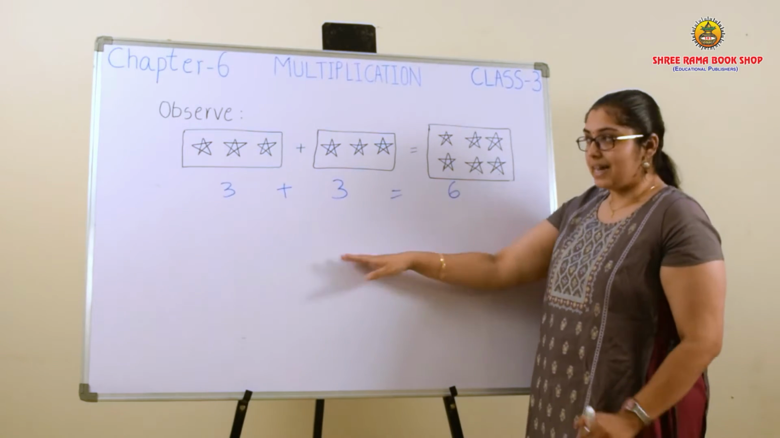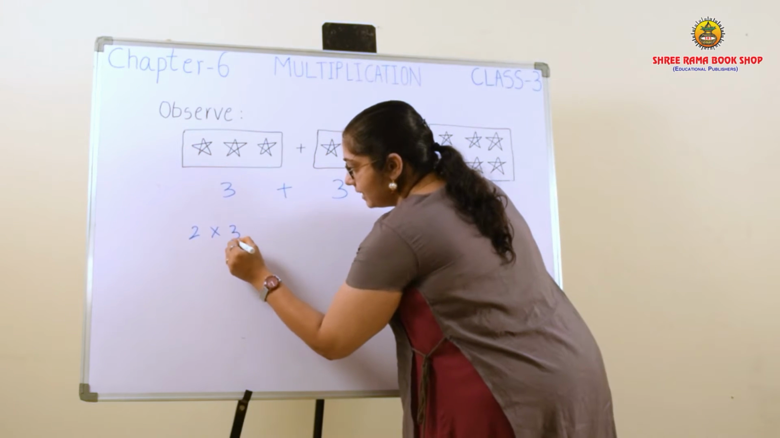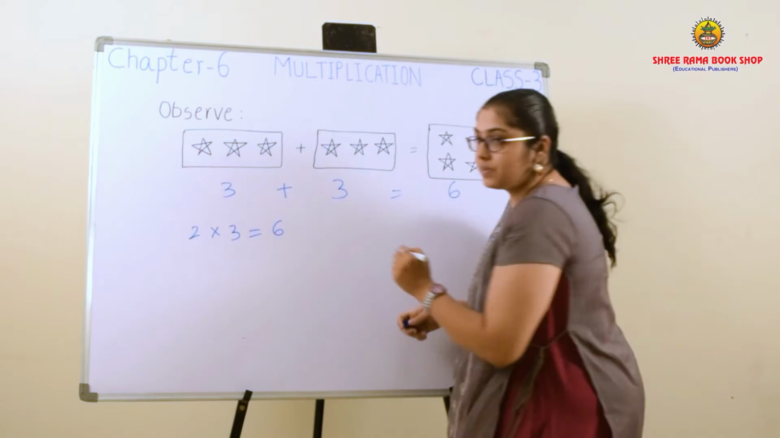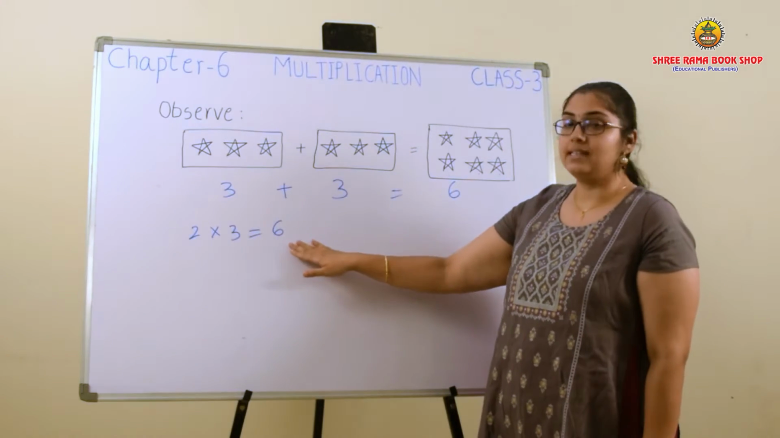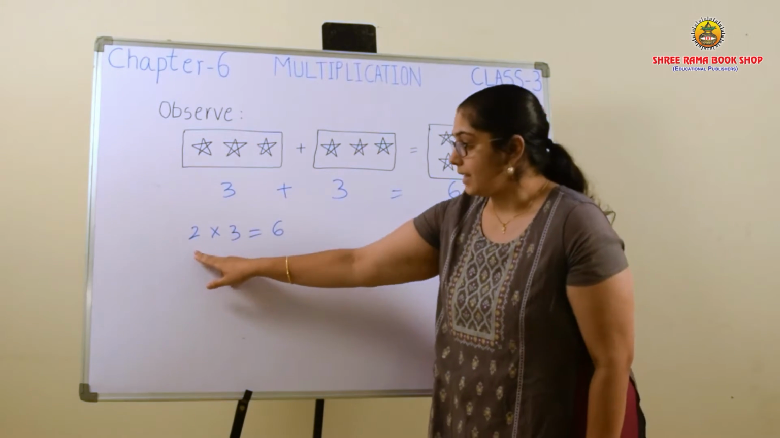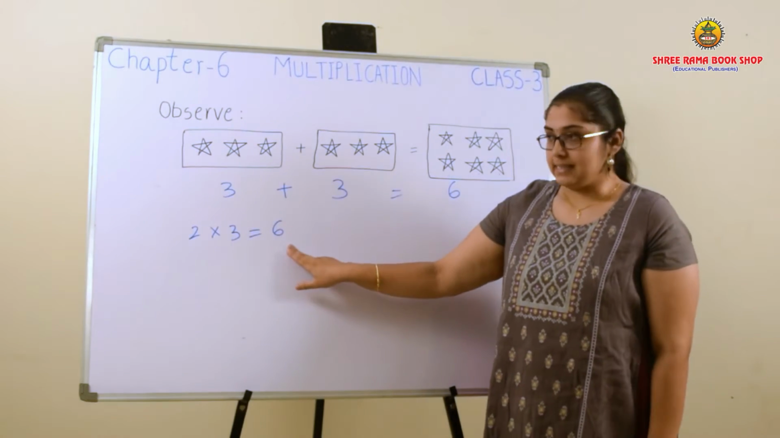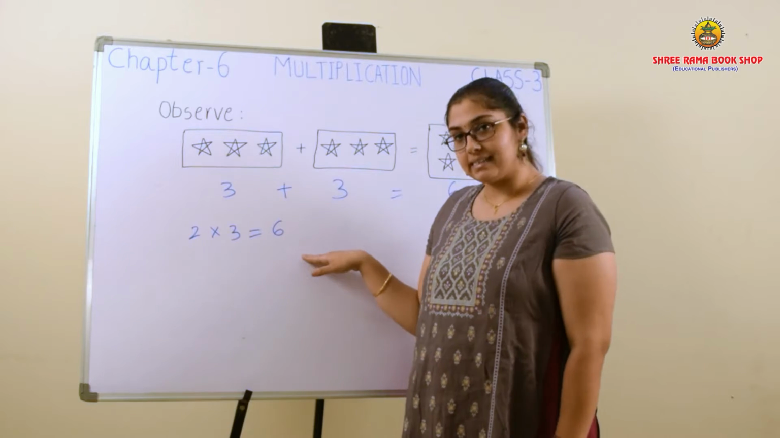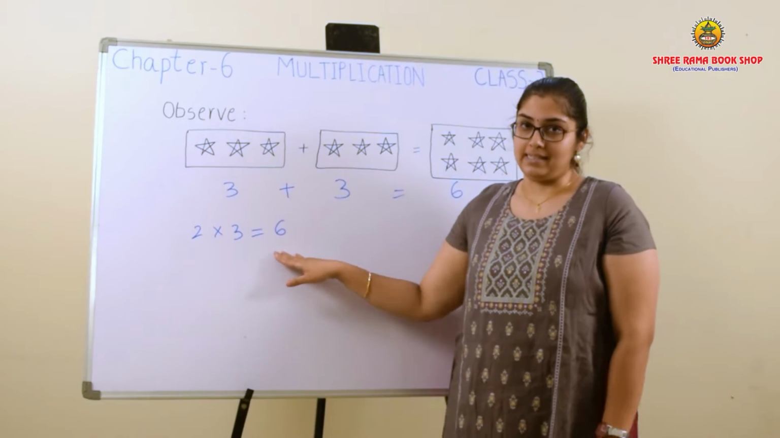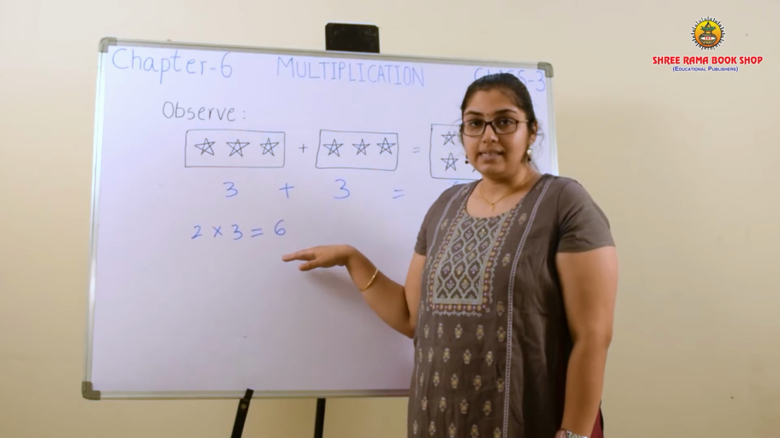So we can say that 2 times, if you multiply 3, then the answer is also 6. Yes or no? When you are adding 3 two times, you are getting the answer 6. So 2 times 3 is 6, 2 multiplied with 3 is 6, and 2 into 3 is 6. In general, we use 2 into 3 is 6.